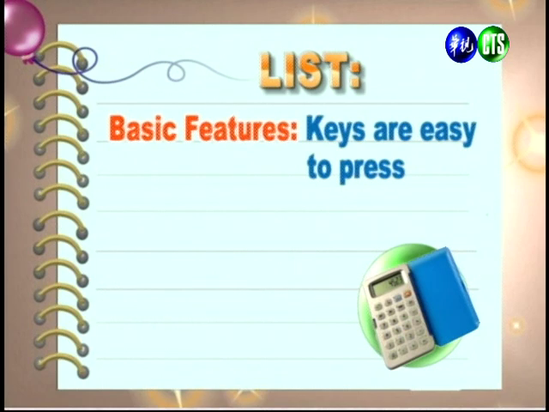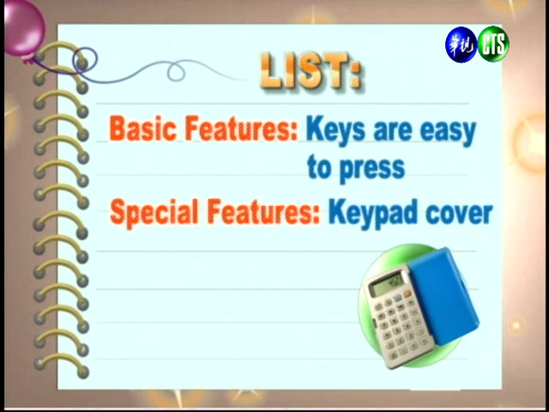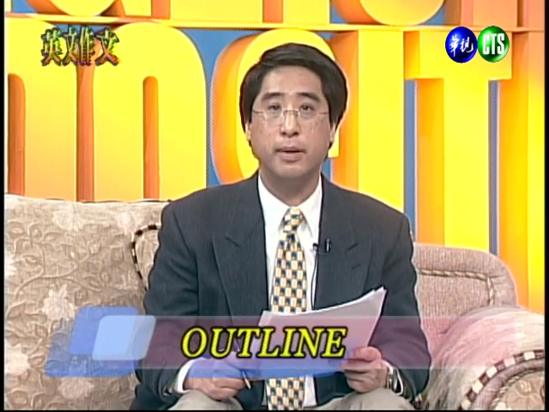All right, now let's look at the basic features. We can see that the keys are easy to press. 它的一些基本特色呢，我们可以看到它的按键是蛮容易去按取的。And then a special feature, there's a keypad cover. 比较特别的地方就是它拥有一个所谓的按键的保护盖。All right, now we're going to take these details from our list and we're going to make an outline that organizes our essay even better.